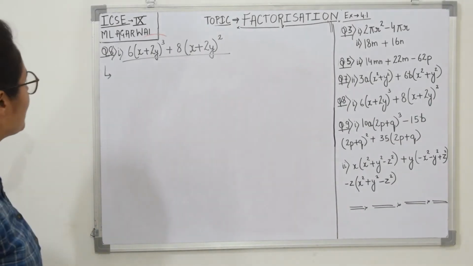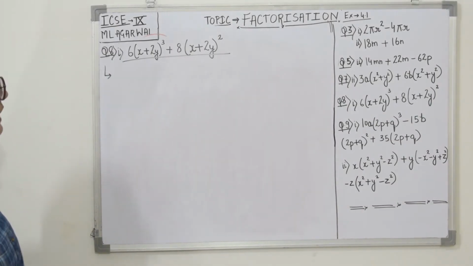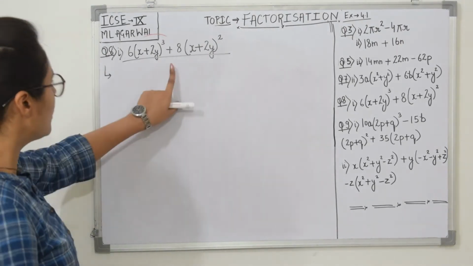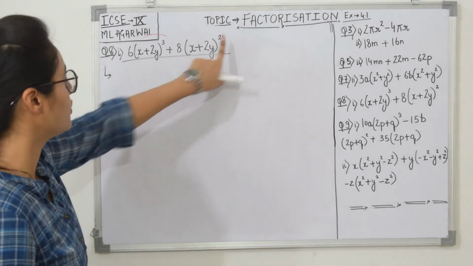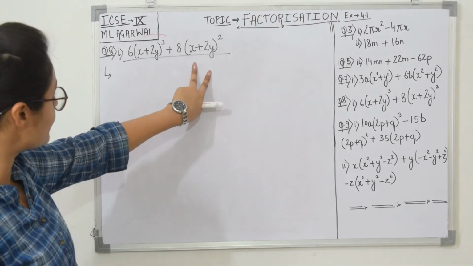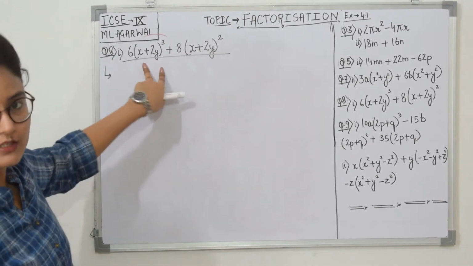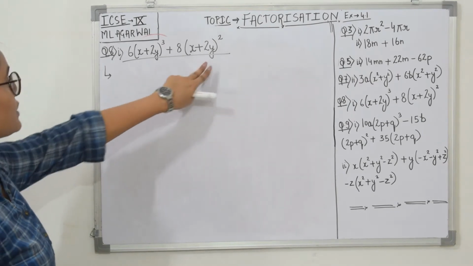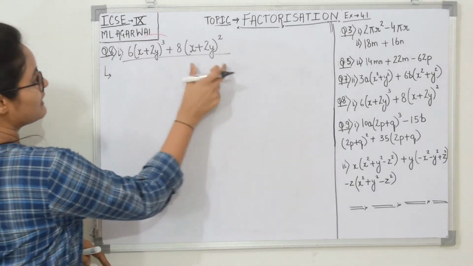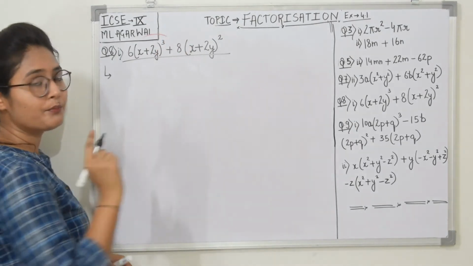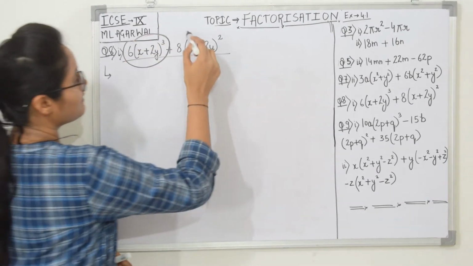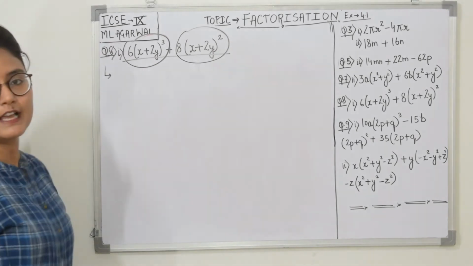Okay students, one more question of the same type which I have explained to you right now. Now see, 6(x + 2y)³ and 8(x + 2y)². Look at the question carefully. You have one common term, that is your (x + 2y), which is clearly visible from the question only. The only difference here is in the powers. (x + 2y) in the first part has the power 3 and (x + 2y) in the second part has the power 2.